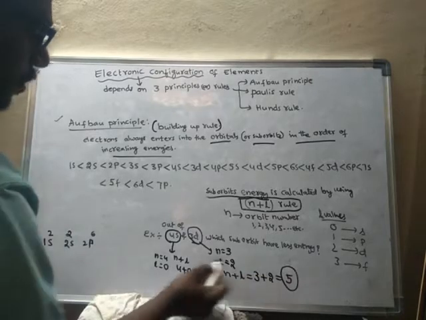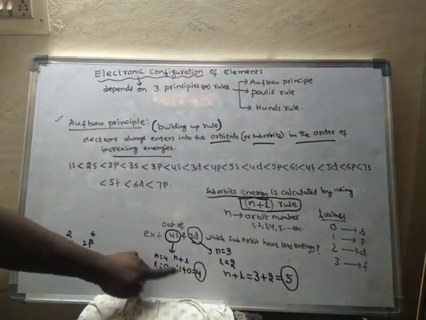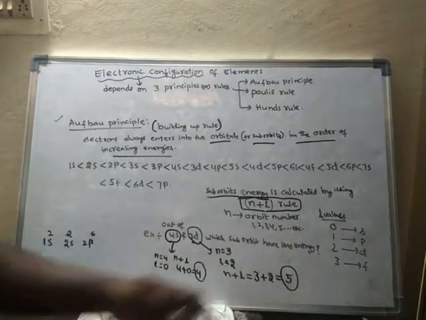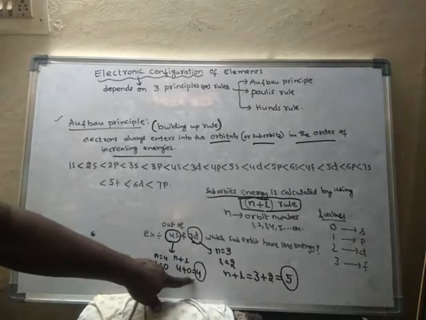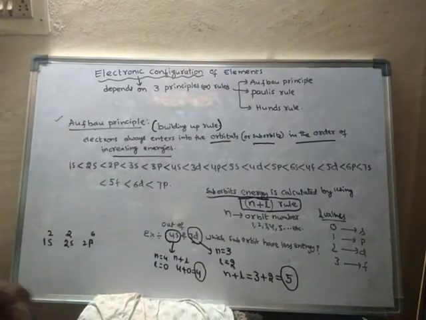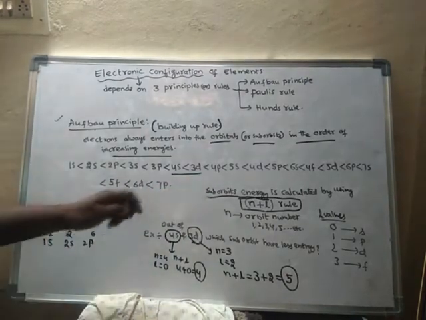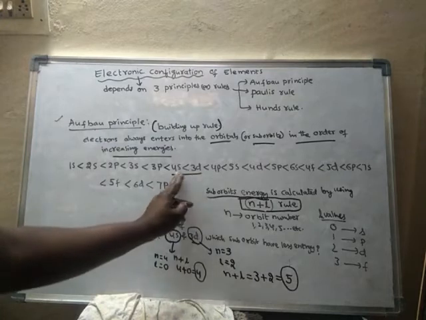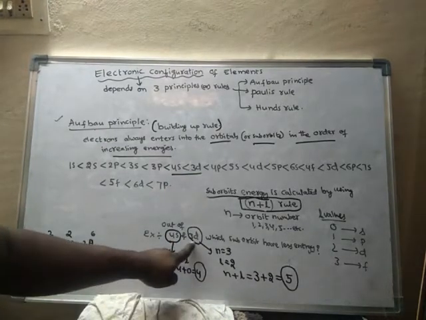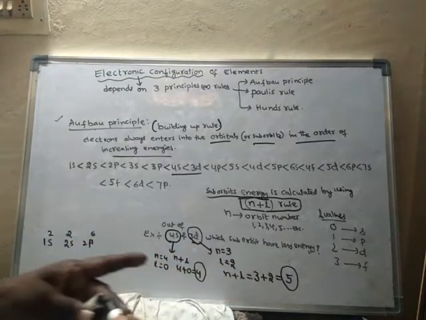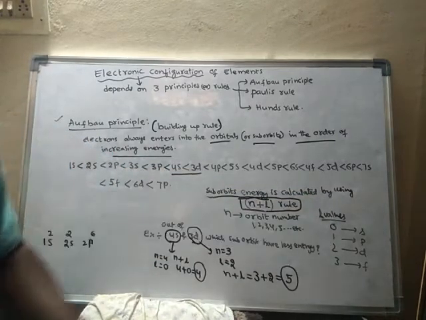So N plus L value of which one is more? N plus L value of 4s is 4, whereas for 3d it is 5. That means 4s has less energy when compared to 3d. That is why 4s is written before 3d. As we move from 4s to 3d, energy increases. So the energy value of 4s is 4 and the energy of 3d is 5. Like this, a suborbit's energy is calculated by using the N plus L rule.